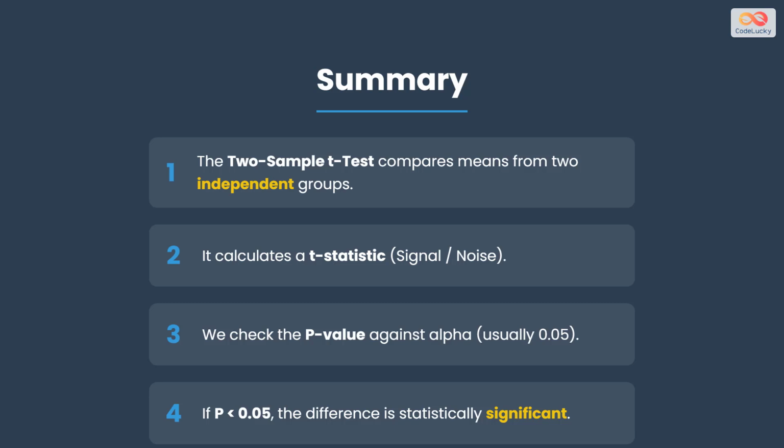To wrap up, remember these 4 points. The two-sample t-test compares means of independent groups. It calculates a t-statistic based on the signal-to-noise ratio. We use the p-value to make our decision. And finally, a low p-value, typically under 0.05, indicates a significant difference.